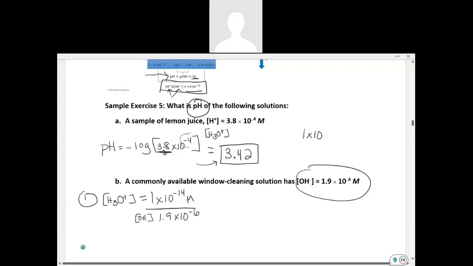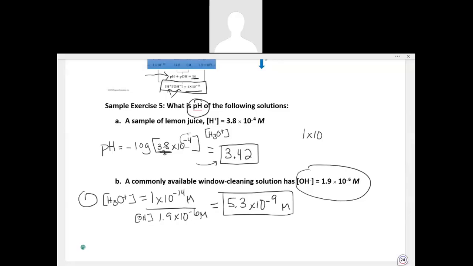I'm going to plug these two values in molar concentrations into my calculator. I'm going to divide 1 times 10 to the negative 14th by 1.9 times 10 to the negative 6. And I should get 5.3 times 10 to the negative 9 molar. So this is my hydronium ion concentration. Then in step 2, I can plug in and solve for pH. That's going to be the negative log of 5.3 times 10 to the negative 9th molar. That's going to give me a number lower than 9, but positive. So I get about 8.28 for my pH here.